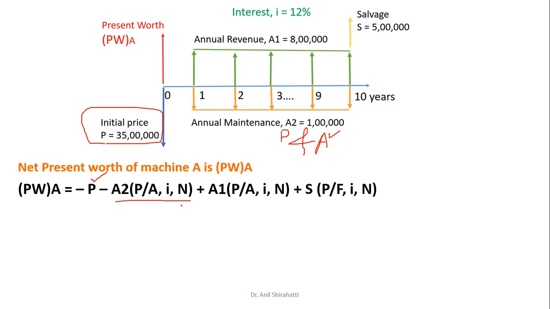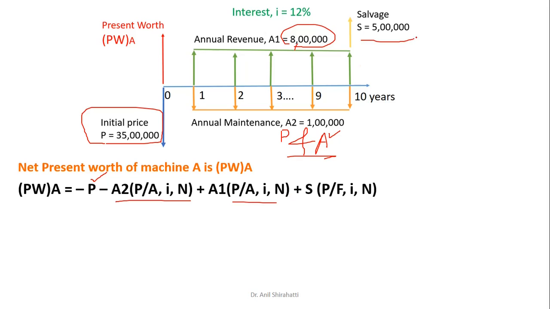Now there is no other expenditure. I have to go to the revenue side. So the first year revenue is constant, it is around 8 lakh rupees, and the relationship again is between P and A. So that's why A, that is A1, P by A, I comma N.